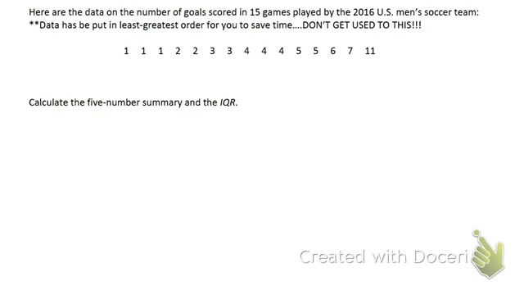Here are the data on the number of goals scored in 15 games. There's an odd number of numbers. Goals scored by the U.S. men's soccer team. Median's 4. What is the minimum? 1. What is the maximum? 11.